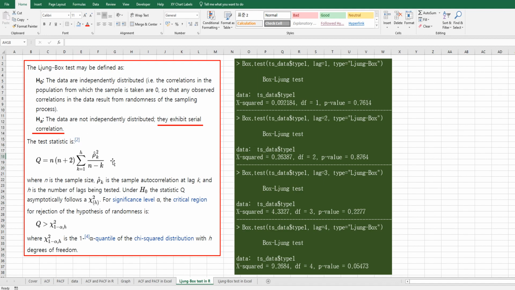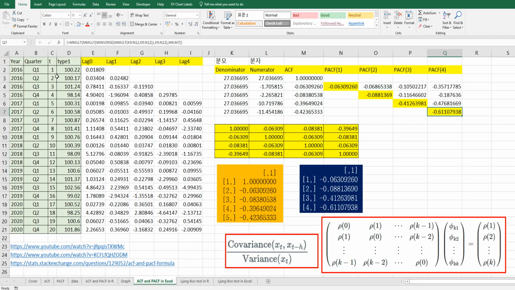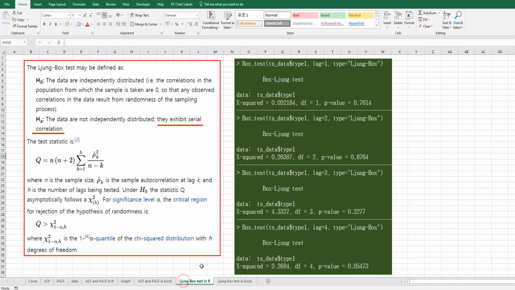This is the test statistic, and we can calculate the p-value from the chi-square distribution. In R, we can do the Ljung Box test by using the Box.test function. So you need to specify the lag option to test lag 1, lag 2, lag 3, lag 4. So when we use this data, for lag 1, lag 2, lag 3, lag 4, considering a 5% significance level, all satisfy the null hypothesis. So it means that the data are independently distributed.